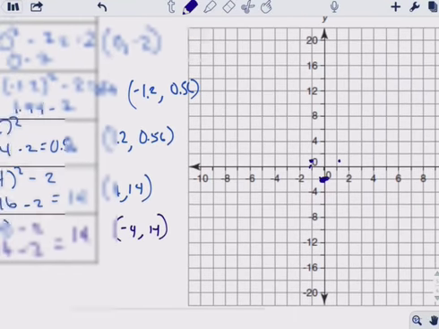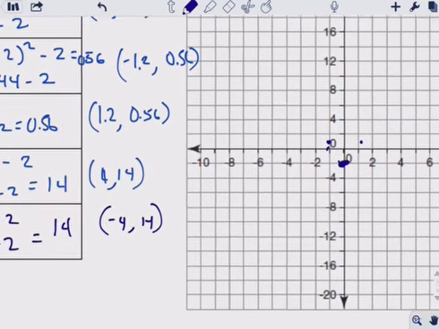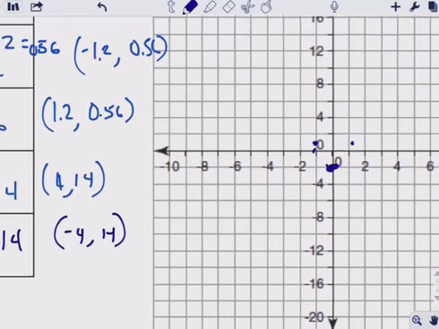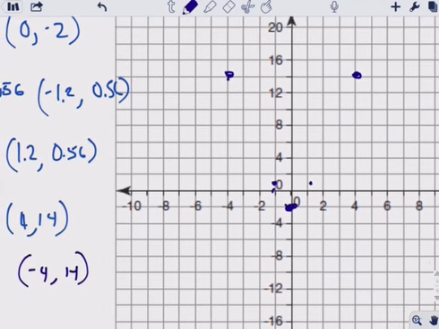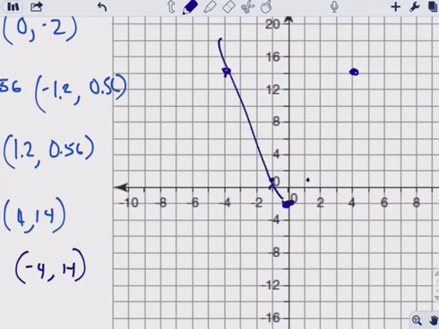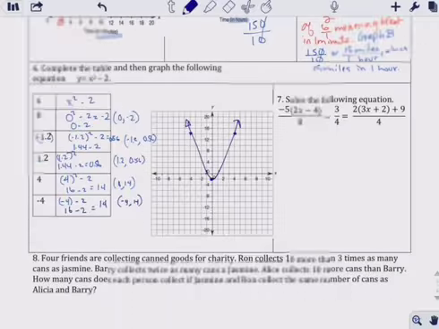This is why we don't use decimals. 4 and 14. 4 and 14 is up here. Negative 4 and 14 here. Connect the points. Got a parabola. Quadratic equation creates a parabola.